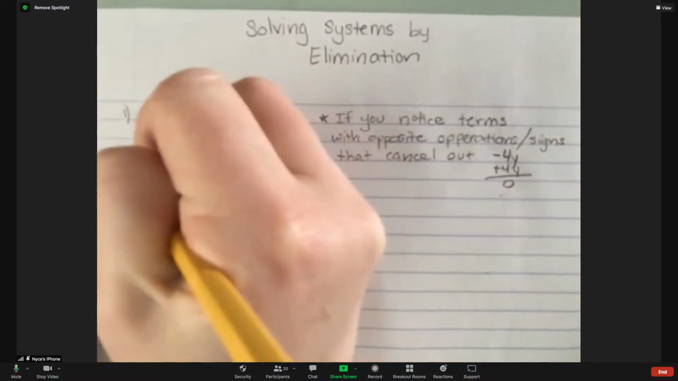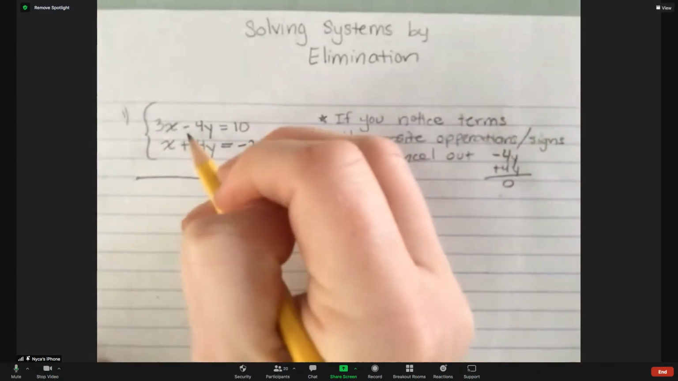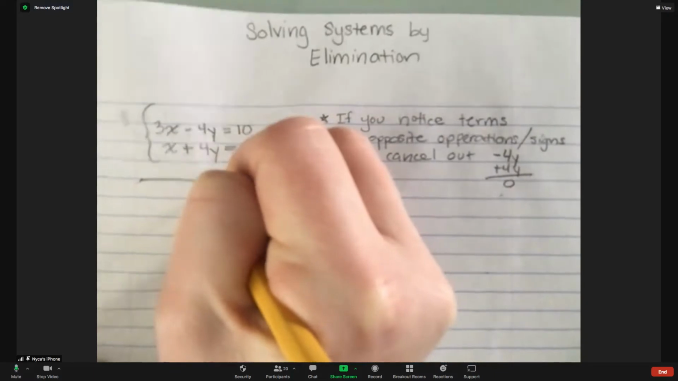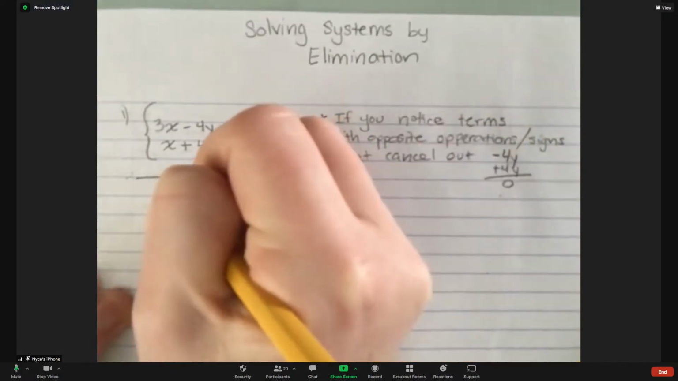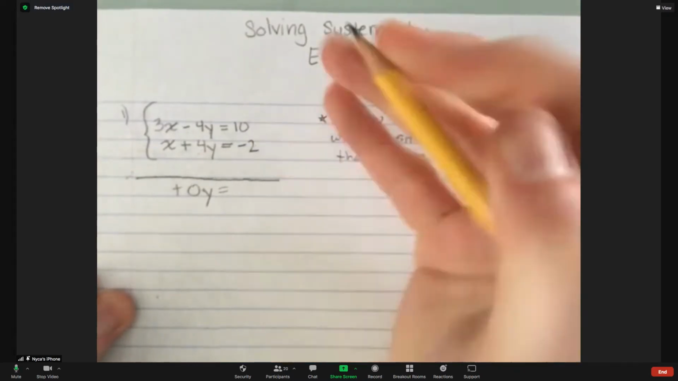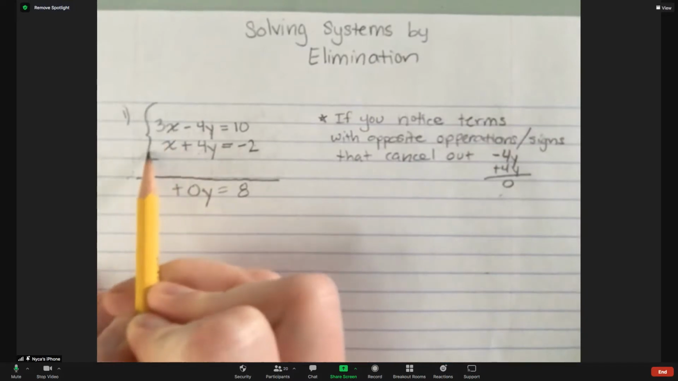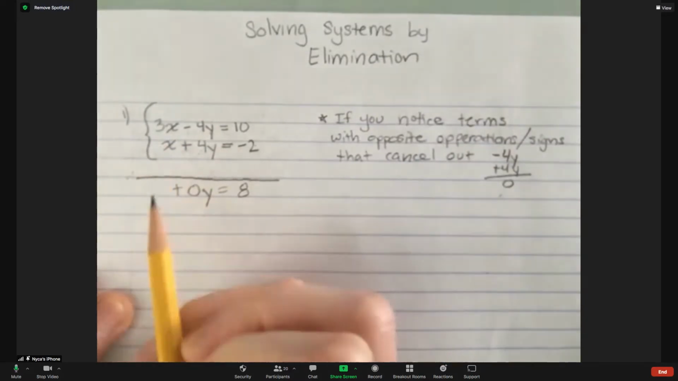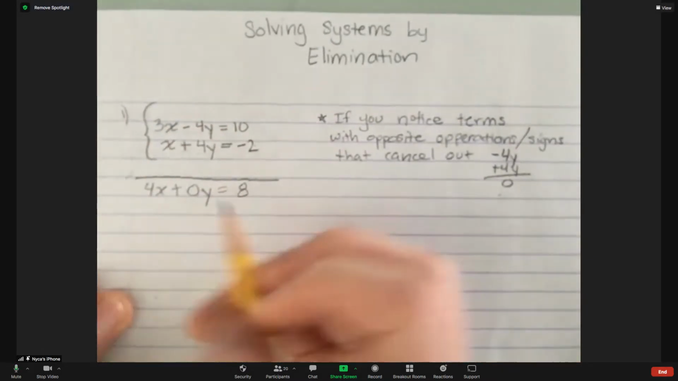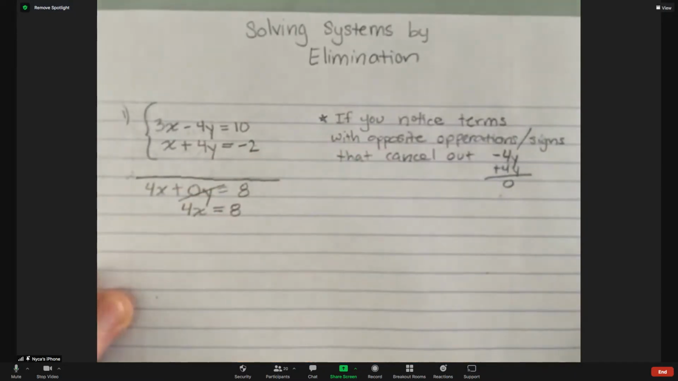So if you were to look at this as your initial problem and you draw a bar line down here, if you had negative 4y plus 4y, that makes 0y. Well, 0 times y is 0, so that means it's going to get eliminated. Then 10 minus 2 is 8, and 3x plus, remember this is a hidden 1, plus 1x is 4x. Now you can see 0 times y makes that eliminated, so then it's 4x equals 8, because this guy left.